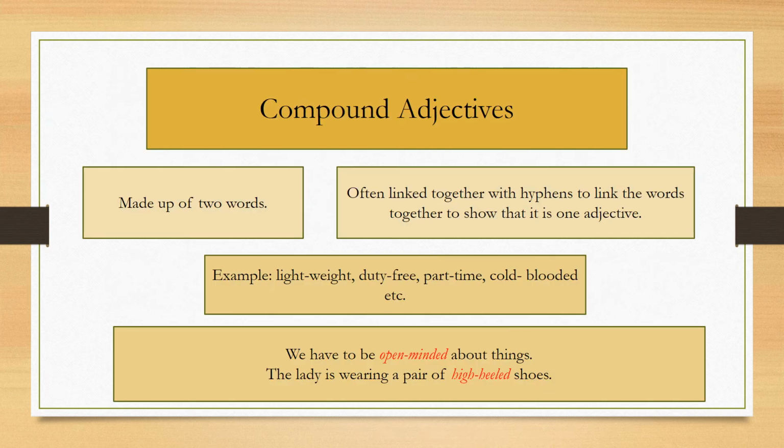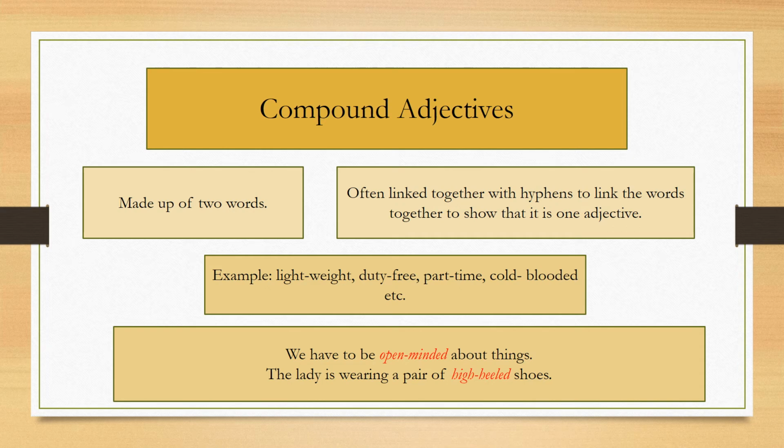After this, you will come across the next one. It is compound adjective. Okay, as the word compound shows that it is made up of two words, a merger of two words. Often it is linked with hyphens. We use hyphens to link the two words. For example, lightweight, duty-free, part-time, cold-blooded. These are all examples of compound adjectives.